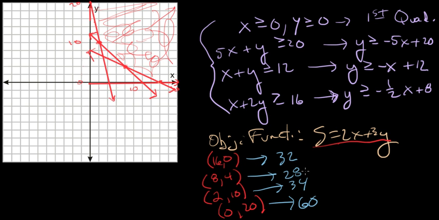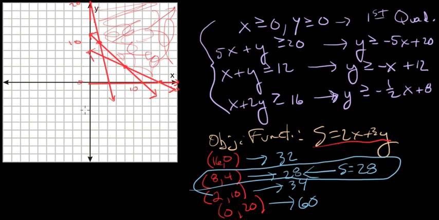So what I'm looking for is my lowest value here, and s equals 28 is my lowest value. And so that's at the point 8, 4. And so that's the point right there. That's my minimum value. And I'm sorry this took so long, but that's how you do linear programming. We'll talk more about this in class, of course. Thanks.